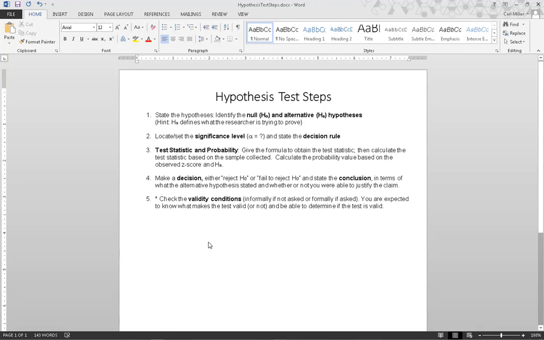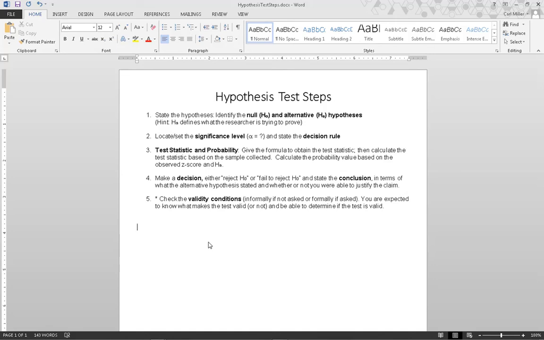Hypothesis test steps. As you move through the course, you're going to find that hypothesis tests recur in many cases. So we're going to give you 4 steps you should be able to do in every hypothesis test, along with a 5th in case you're asked to check the validity. Number 1, state your hypotheses.